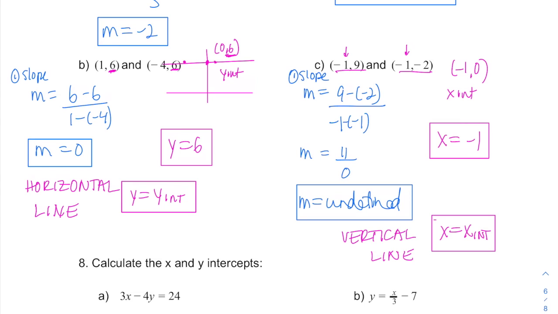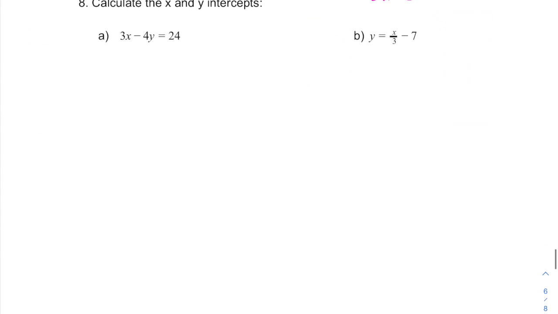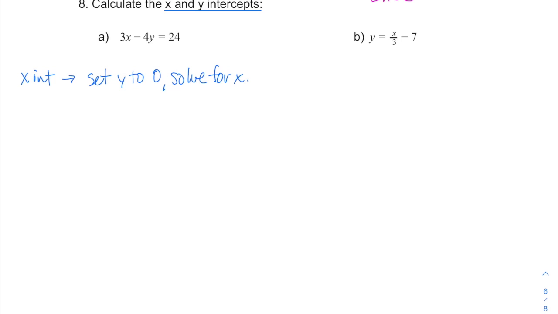All right. So now we're on to one of the last topics, which is how to calculate the x and y intercepts. So we define x and y intercepts as where the line crosses the x-axis and the y-axis respectively. But how do I solve for that? So in blue, let's look at what the x-intercepts are. For the x-intercept, we set y to 0 and solve for x, right? So in this case, I'm just going to simply set y to 0, and I'm going to solve for x.